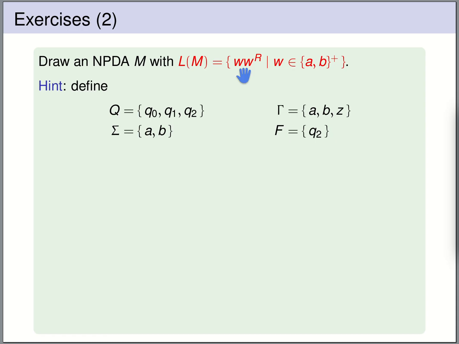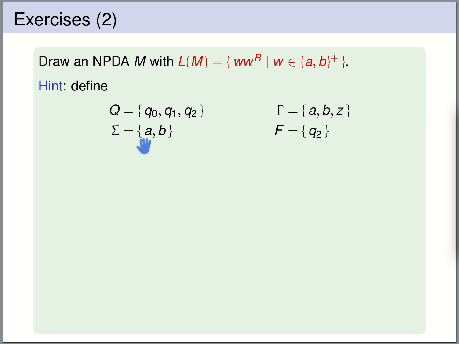The idea is that we use an automaton consisting of 3 states. Our input alphabet is clearly just a, b. As stack alphabet, we use a, b and Z, where Z is our stack start symbol. So the idea is that we use a's on the stack to remember that we've read an a. We use b's to remember that we've read a b.